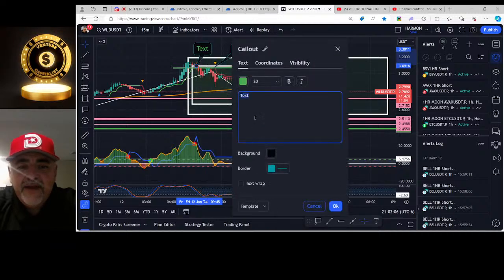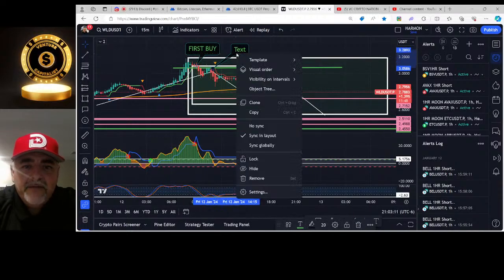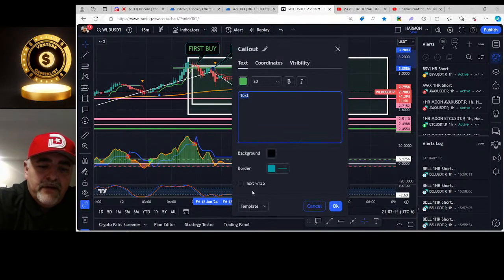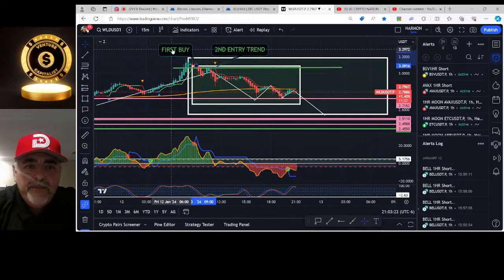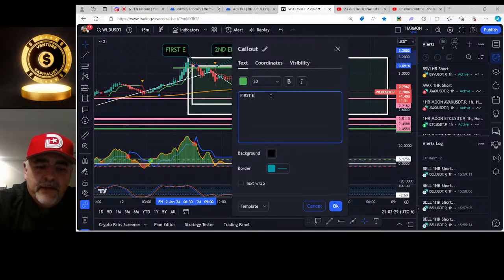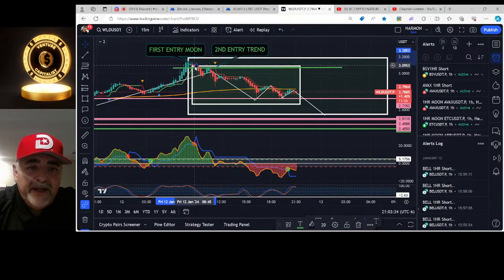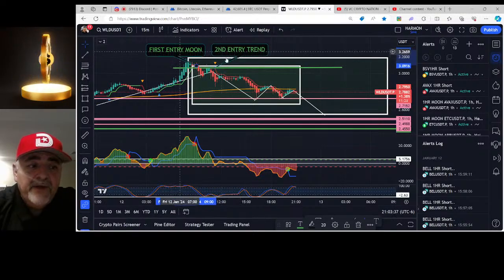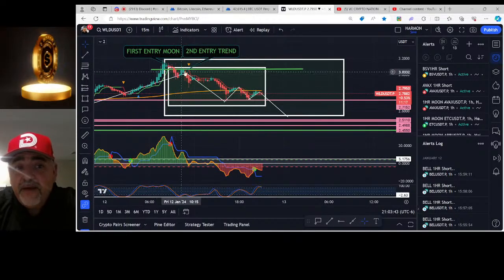So let me fix that, hit the settings. First buy right there. And then our second entry is the trend, right? So first entry is the moon, and that's the 15-minute moon. And the second entry is the 15-minute trend. So this gives us our 2 entries into this trade, and they end up being pretty much around the same level. So we didn't lose too much, and we broke even there.